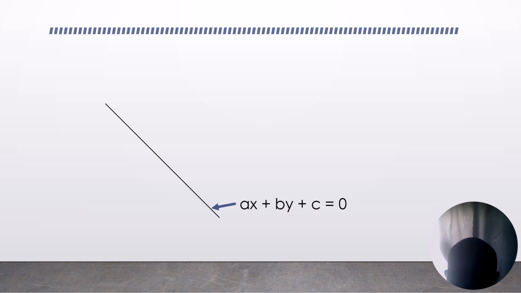Let us illustrate the problem graphically. Here is the given line ax plus by plus c equal to 0. And this is the given point P(x1, y1). The perpendicular drawn from this point P meets the line at the point F. This point F is the foot of the perpendicular on the line.